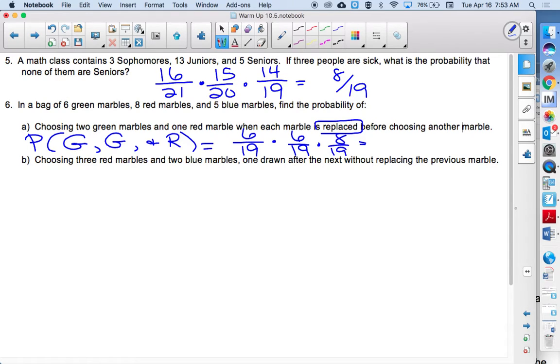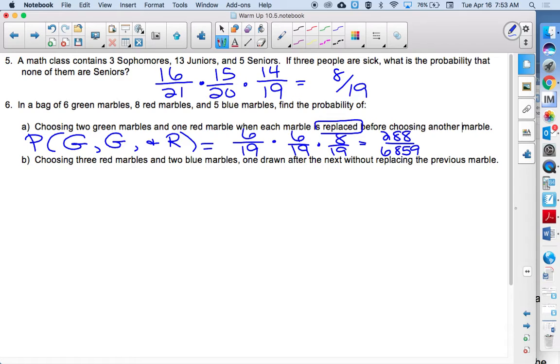And I don't think that reduces, so when you multiply the top together, 6 times 6 times 8. 288. And then how about the bottom? 6,859. Any questions with that? So when you're doing probability of multiple things happening, you have to think of each event as a separate piece, but you're multiplying those together.